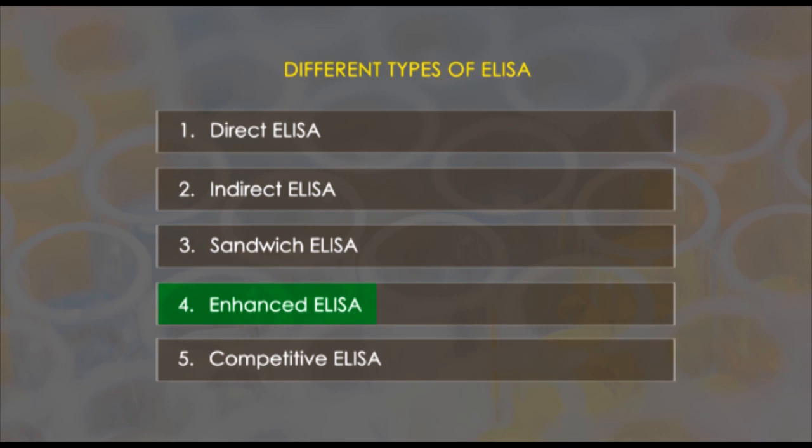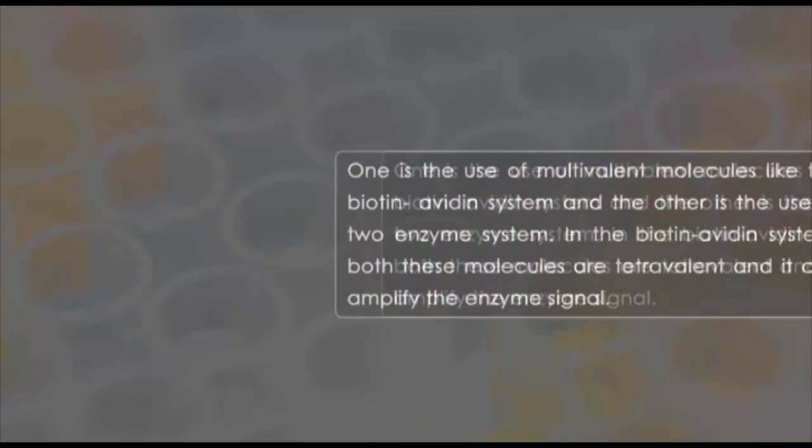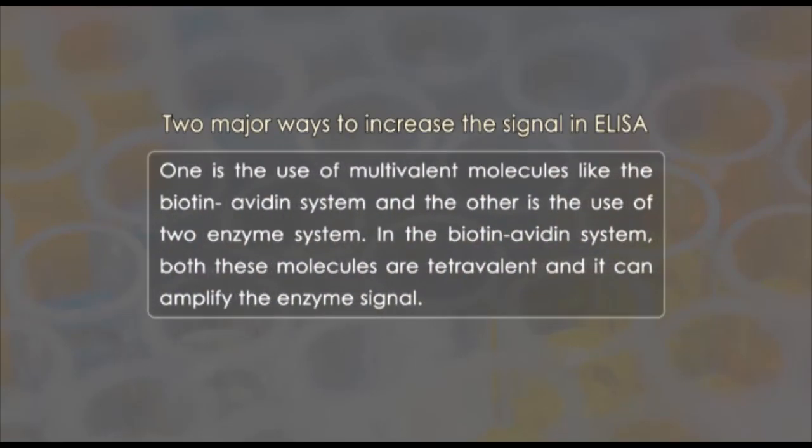Enhanced ELISA. This is a method to enhance the sensitivity of ELISA from picomolar to a higher range. There are two major ways to increase the signal in ELISA. One is the use of multivalent molecules like the biotin-avidin system, and the other is the use of a two-enzyme system.